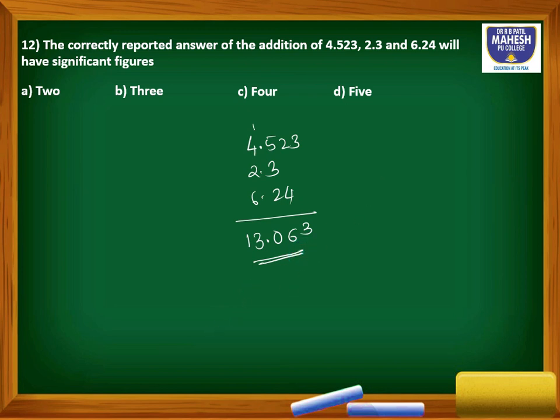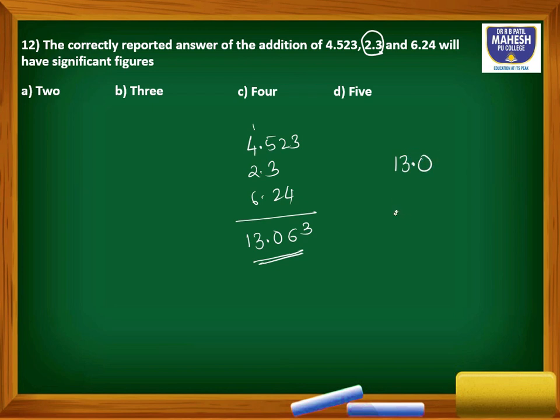Students, the rule says that when you add numbers, the final answer should be represented in such a manner that the number of digits after the decimal point is equal to the least number of digits present after the decimal point in one of the adding numbers. In this case, the least number of digits after the decimal point is in 2.3, which means only 1. So let us use that. Hence I should write this as 13.0.